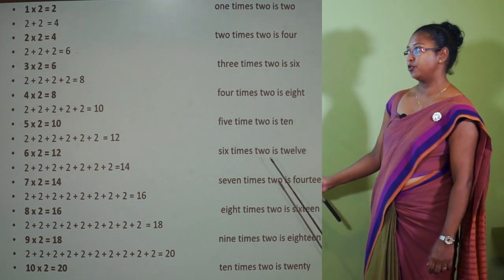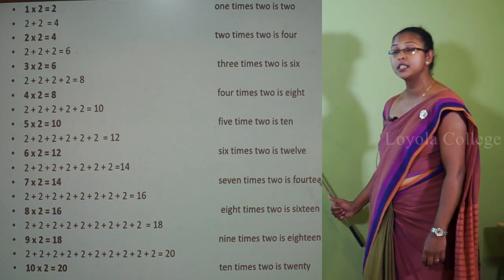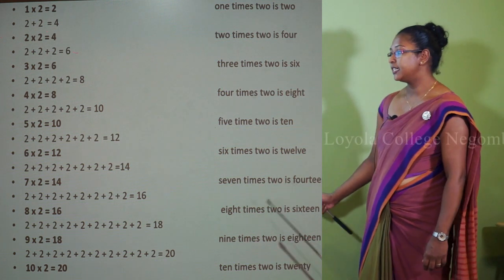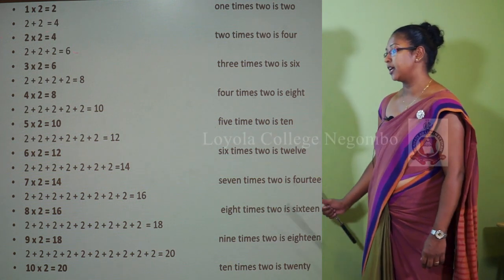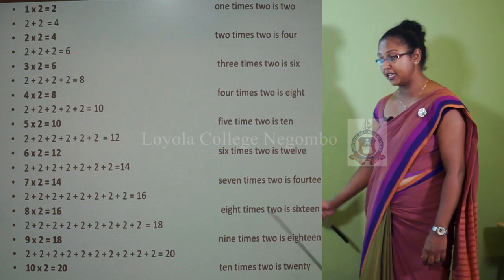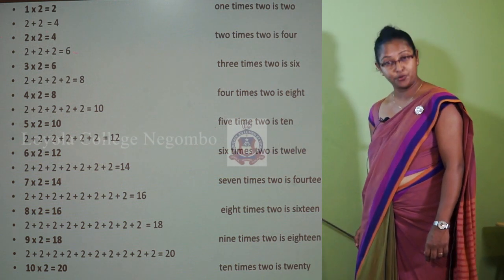6 times 2 is 12. 7 times 2 is 14. 8 times 2 is 16. 9 times 2 is 18. Finally, 10 times 2 is 20.